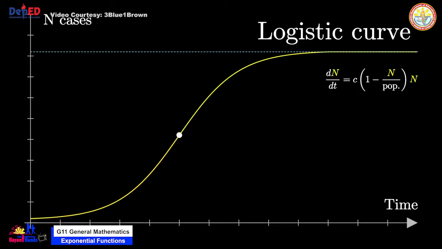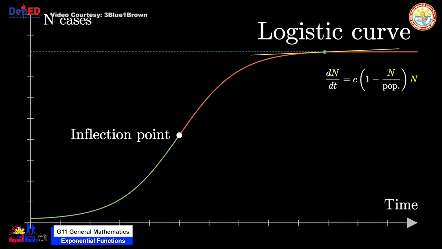Now this point right here, where that logistic goes from curving upward to instead curving downward, is known as the inflection point. There, the number of new cases each day, represented by the slope of this curve, stops increasing and instead stays roughly constant before it starts decreasing.